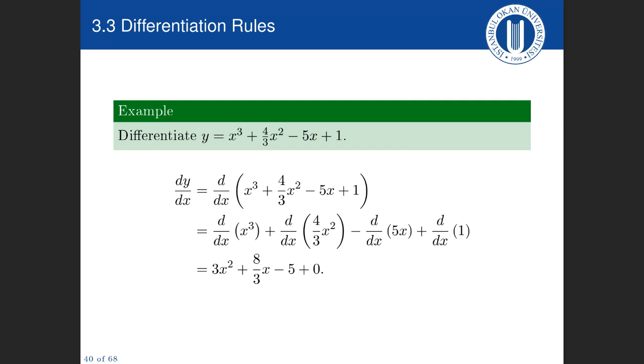So, for example, differentiate, that means find the derivative of, y is equal to x cubed plus 4 over 3 x squared minus 5x plus 1. Using the sum rule and using the previous example about minus 1, we can break this up into 4 different derivatives. The derivative of x cubed plus the derivative of 4 over 3 x squared minus the derivative of 5x plus the derivative of 1. And each one of these we can do separately. 3x squared, and then 8 over 3 x, and then minus 5, and then plus 0.